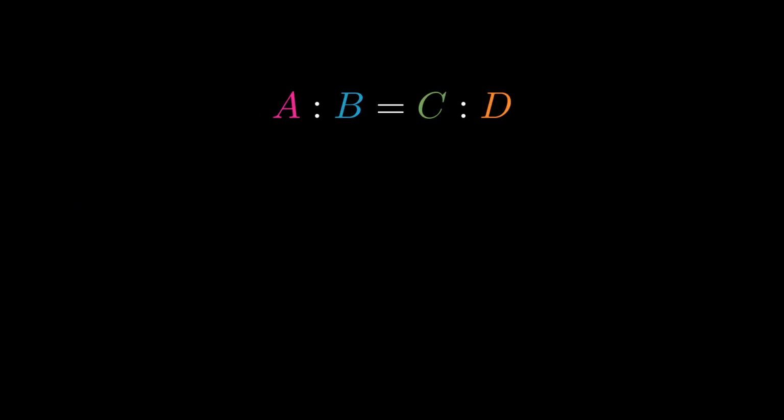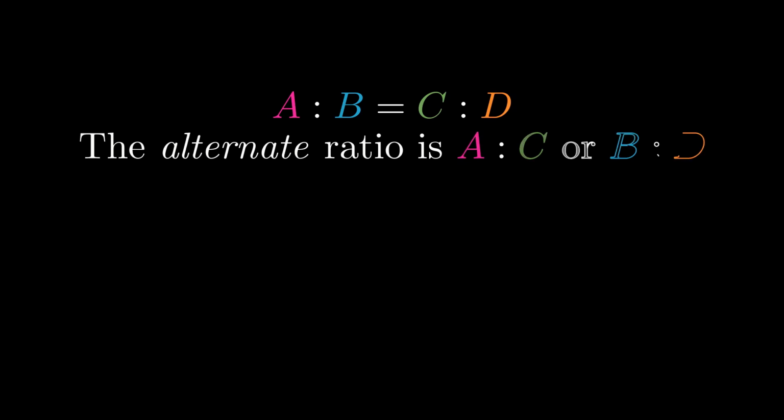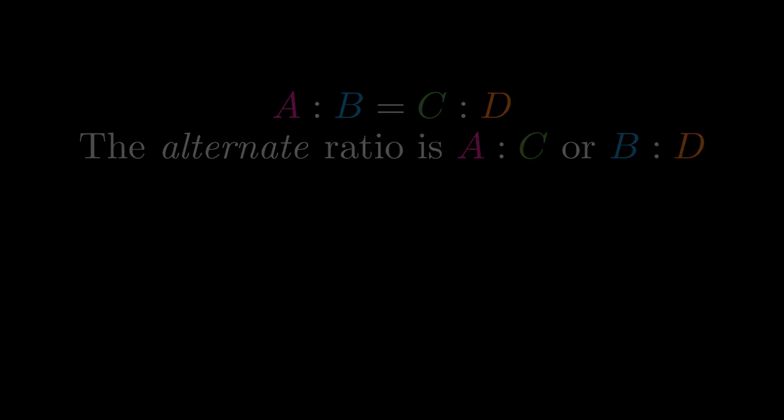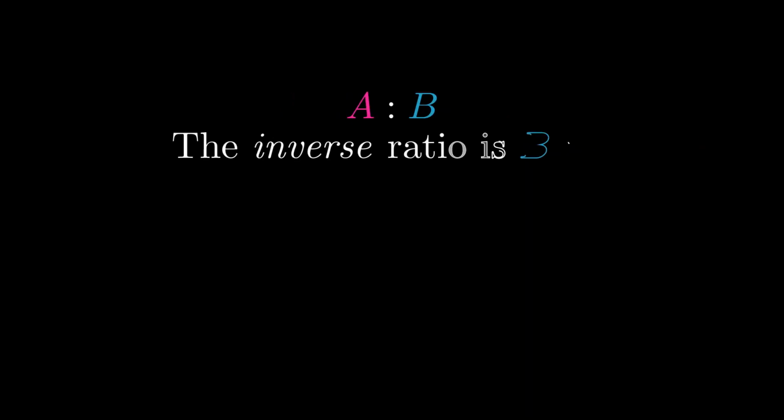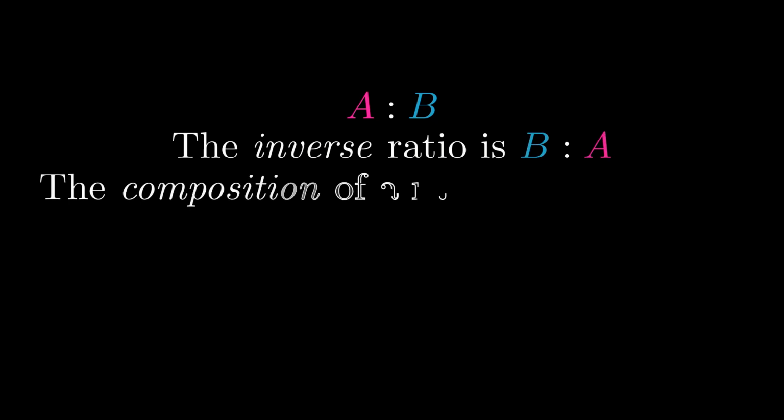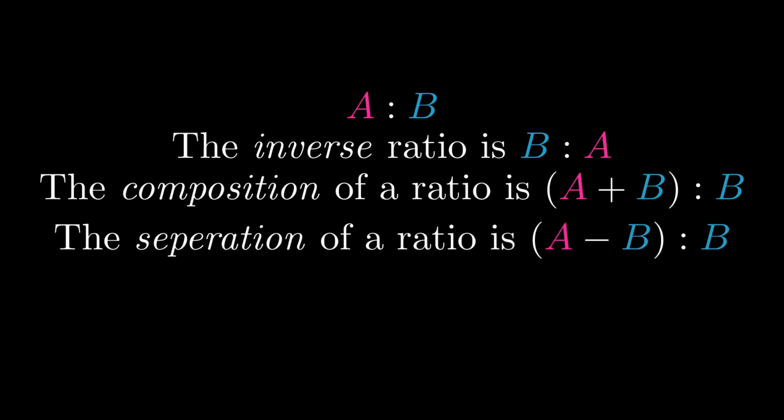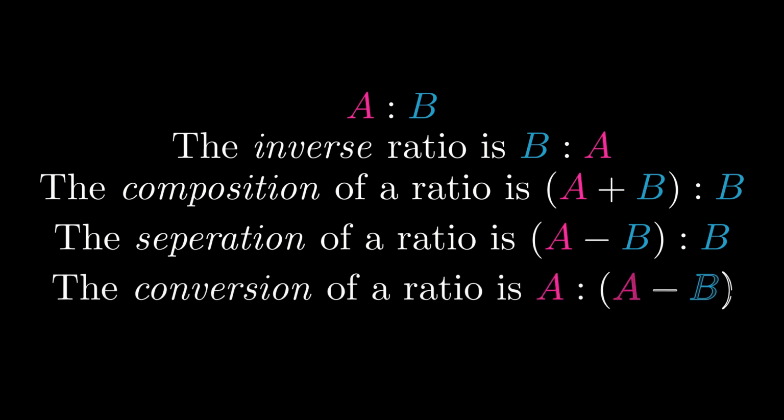Given that A is to B as C is to D, the alternate ratio is A is to C and B is to D. Given the ratio A to B, the inverse ratio is B to A. The composition of a ratio A to B is A plus B to B. The separation of a ratio A to B is A minus B to B. The conversion of a ratio A to B is A to A minus B.